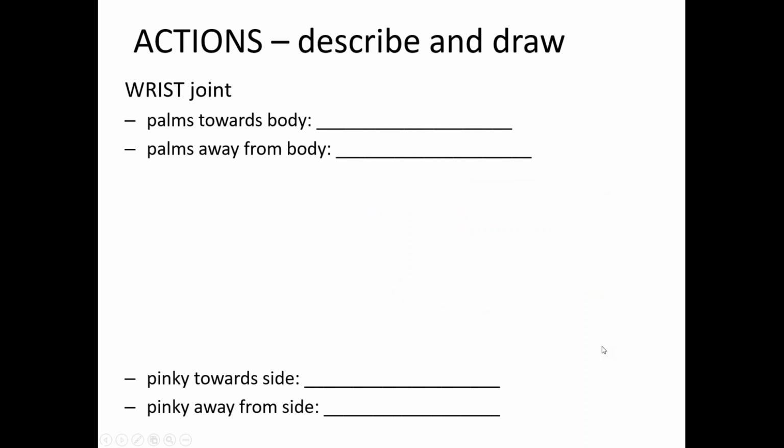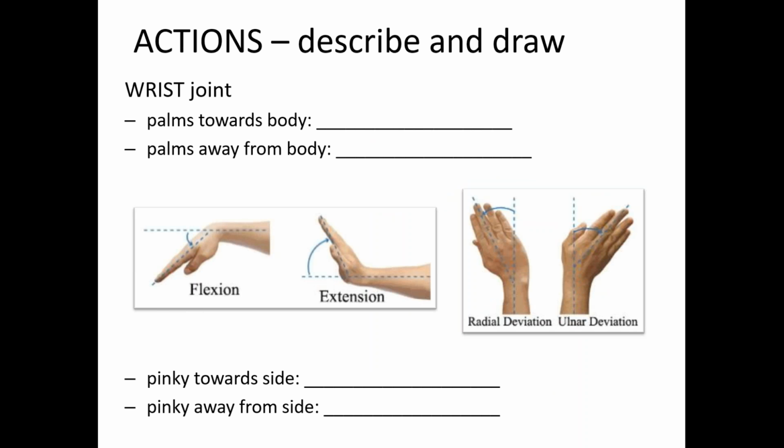So we're doing our same old outline, and now we're looking at the wrist. So hopefully you can see in these images the different motions of the wrist. So if we're talking about anatomical position, and we bring the palms of our hands closer to our body, what is that an example of?